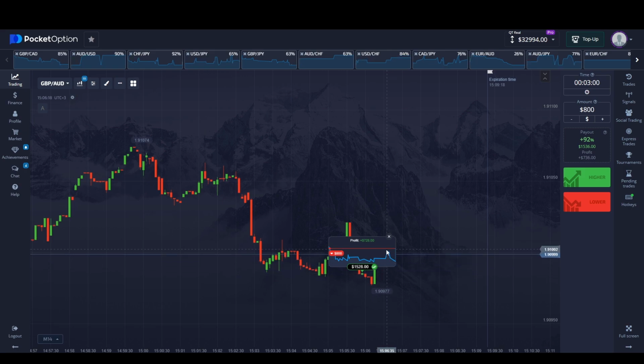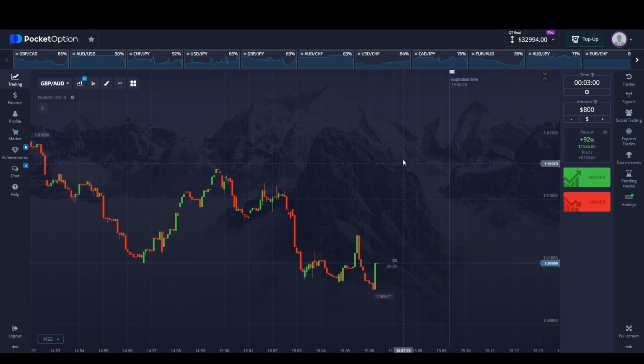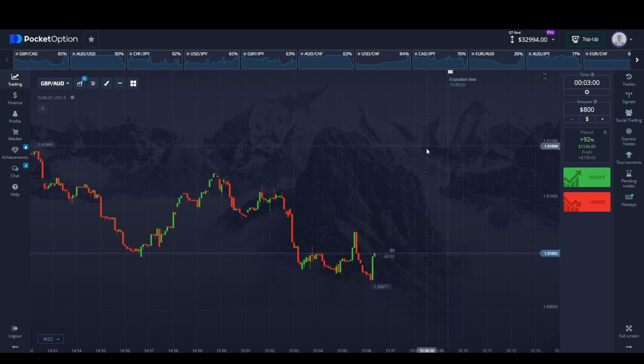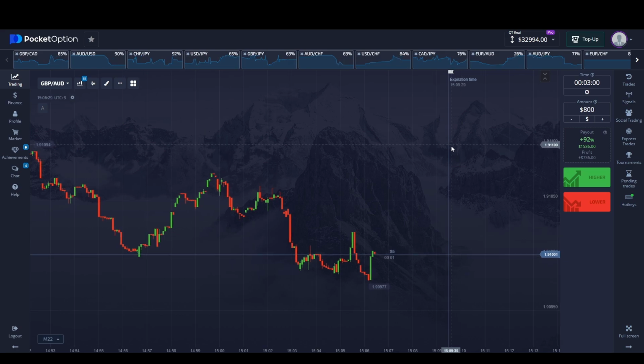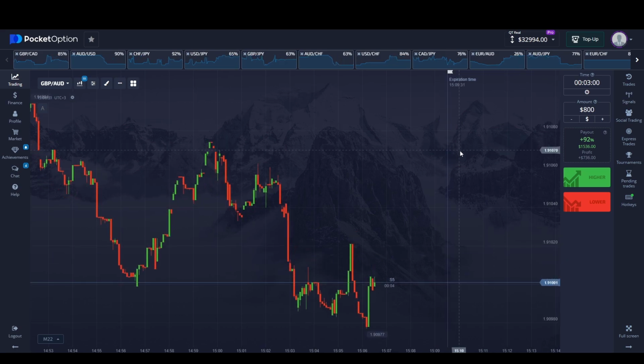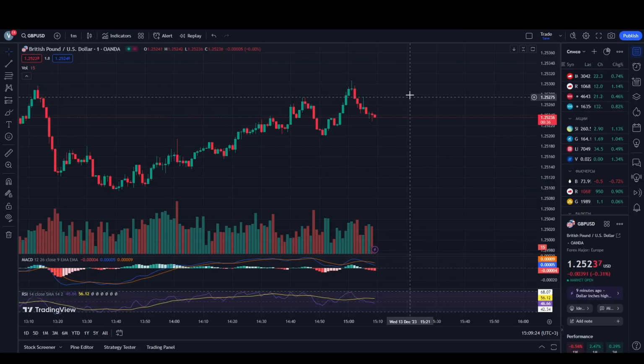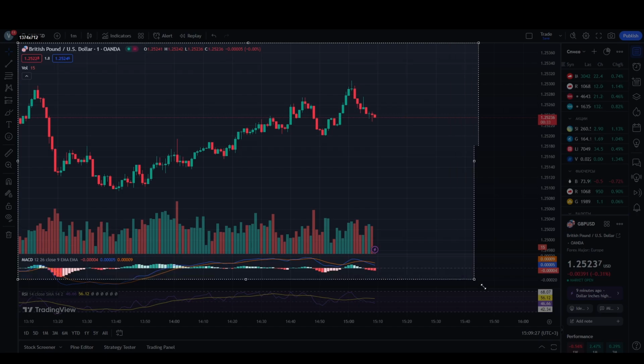However, towards the end, there was an unpleasant impulse from buyers, but it was quickly overcome and the trend returned to a favorable level for us, resulting in a profitable outcome. Excellent result. Moving on to the second currency pair, the British pound and the US dollar.